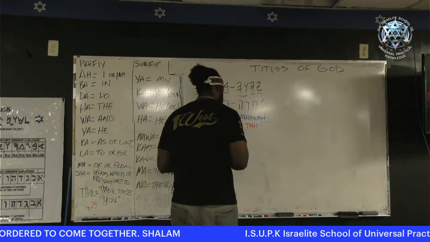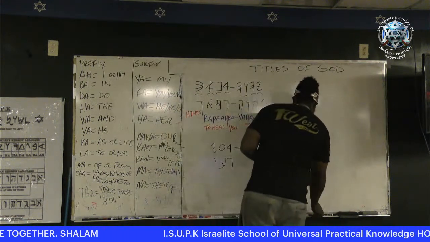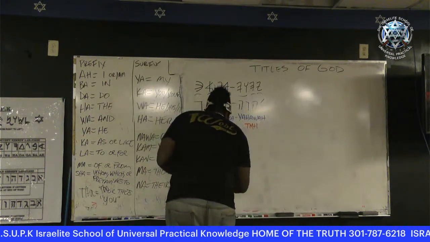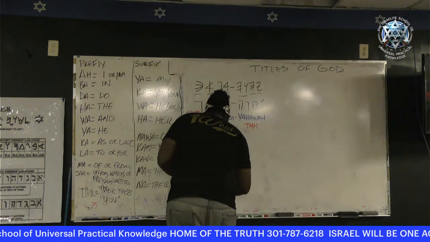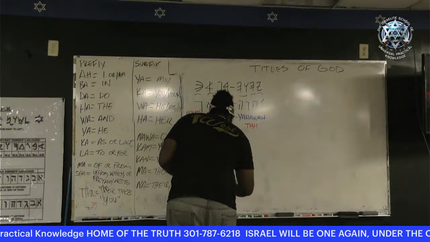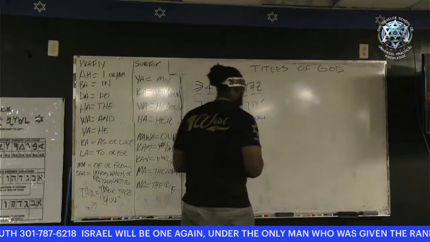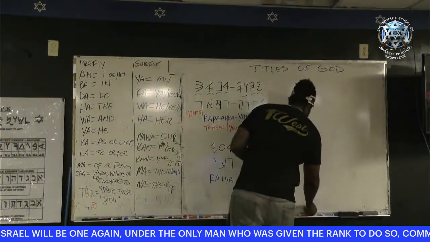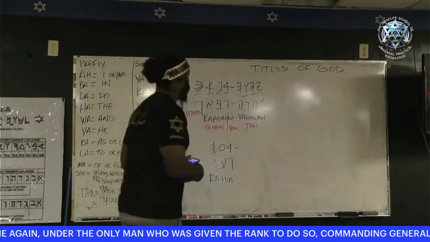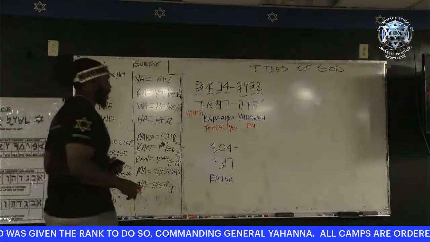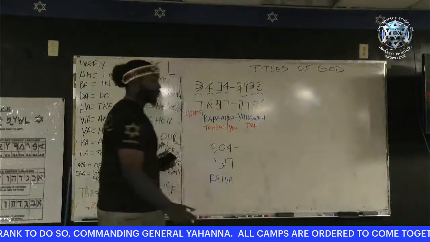All right. So read Psalms 23:1. This is the book of Psalms, chapter 23, verse 1. The Lord is my shepherd. I shall not want. All right. So the next title for the Most High God is Yahweh Ra'aya.